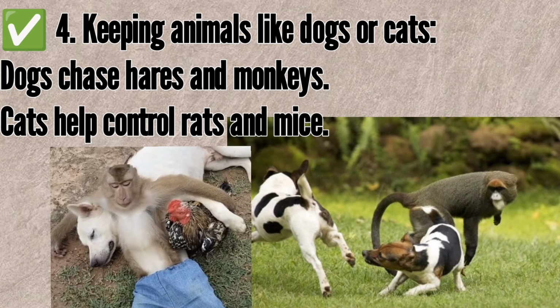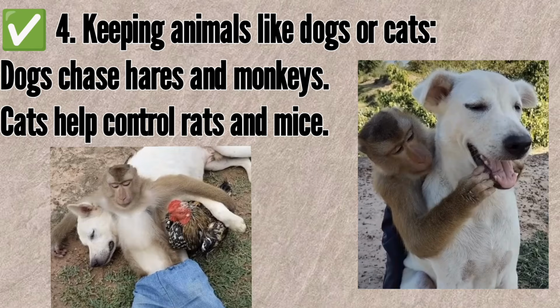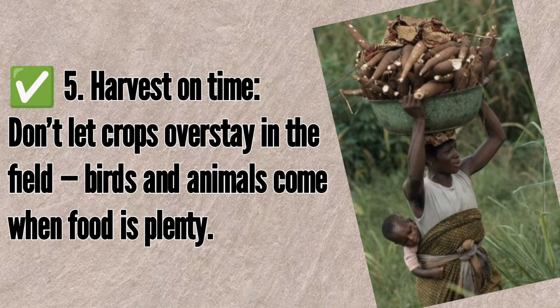Keeping animals like dogs and cats. Dogs chase hares and monkeys while cats can help control mice and rats. We should also harvest on time. Don't let crops overstay in the field. Birds and animals come when food is in plenty.